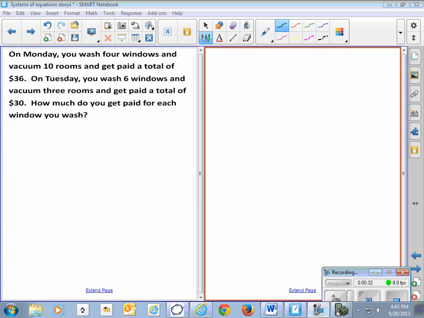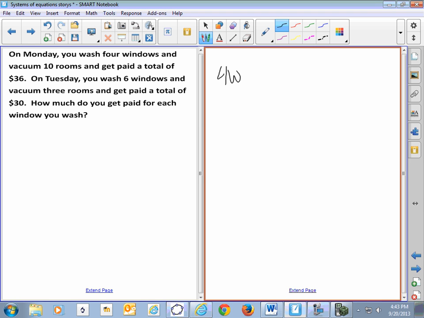So we need to write down an equation for Monday. 4 windows, 10 rooms. Should I do a capital R to tell a little better what that is? And the equals $36. The other equation is 6 windows plus 3 rooms, $30.